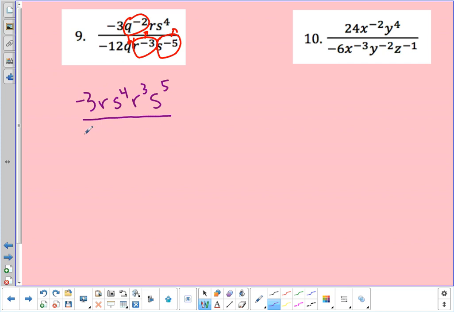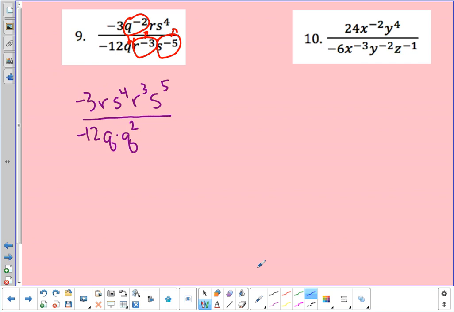Bottom. Negative 12 I didn't do anything. Q I didn't do anything. Q to the negative second I moved down. So that's really times Q to the second. Now it's a positive 2. All right, so that's what it looks like after I move all the negative powers.